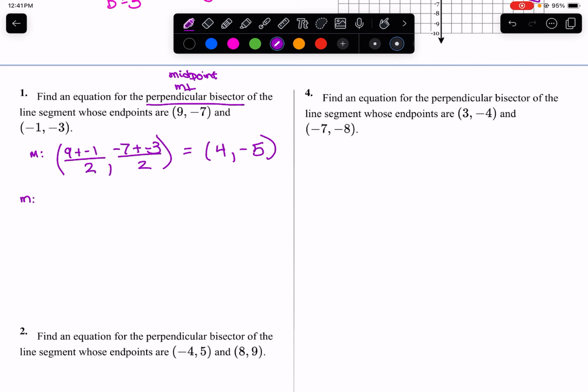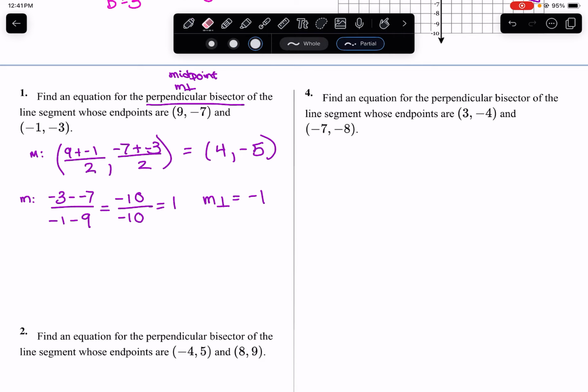And now if I want the slope, change in y over change in x. So that gives me -10 over -10, which gives me 1. So the perpendicular slope will be -1. Actually, I lied. Because if we do -3 plus 7, because two negatives make a positive, that gives me 4 over -10, which will simplify to -2 over 5. So then my slope that is perpendicular will be 5 over 2.